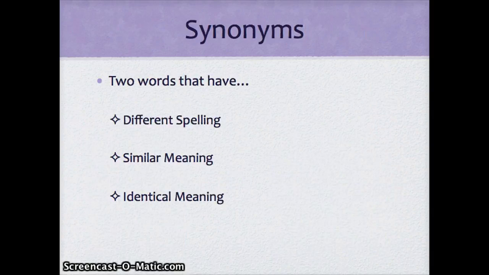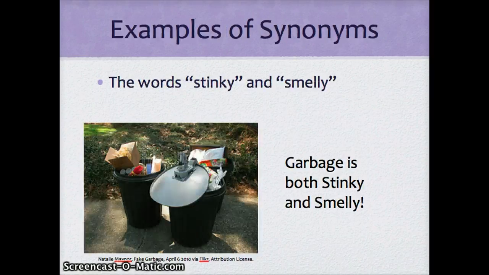So far, we have talked about both words that would be considered homographs and also words that would be considered heteronyms. And now, last but not least, we have synonyms. Synonyms are simply 2 words that have different spelling, similar meaning, or identical meaning. Out of all of the meanings, synonyms are usually fairly easy to identify. An example of 2 words that are synonyms are the words stinky and smelly. Both words can be used to describe something like a garbage can. Garbage can is both stinky and smelly at the same time.